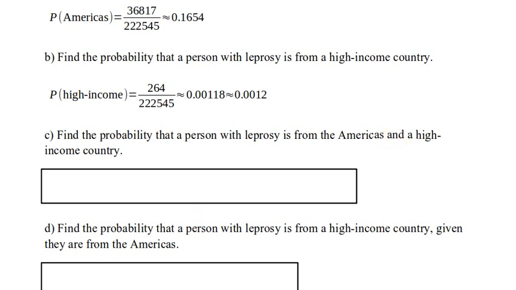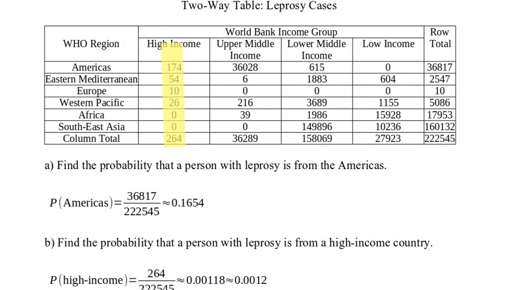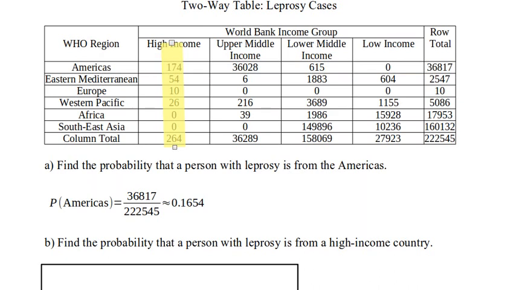One of the nice things about a table is every piece of information's already there. You don't need a formula when you've got a table. You just pick out the information you need. Americas and high income. So we go back up here and we say, where does the high income row and the Americas row and the high income column overlap? They overlap with the 174 folks who have leprosy in a high income country.